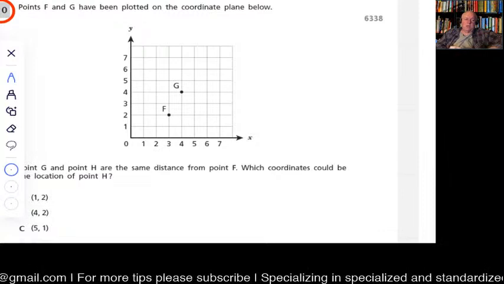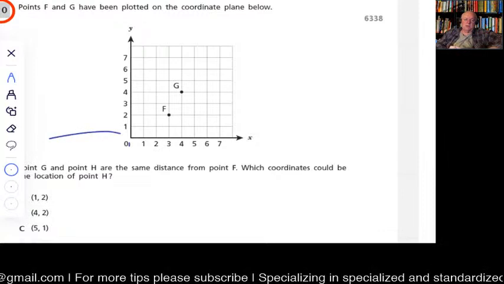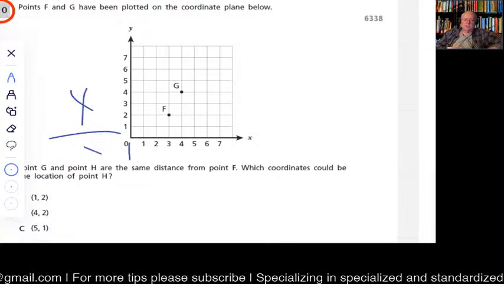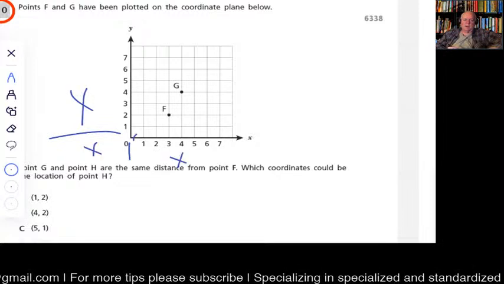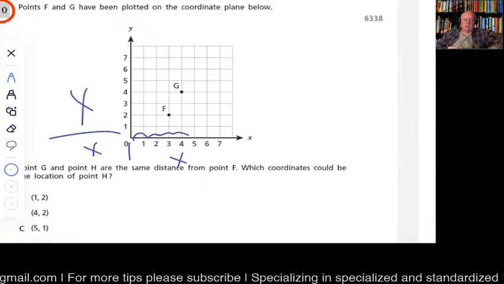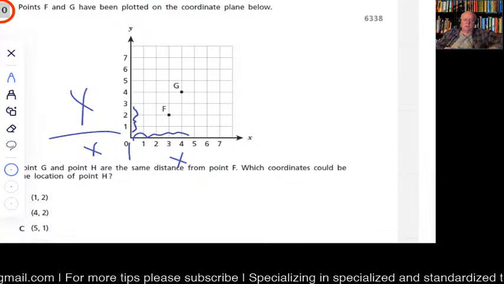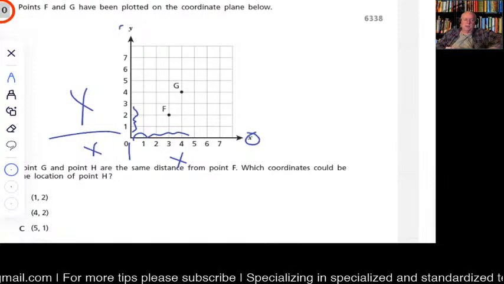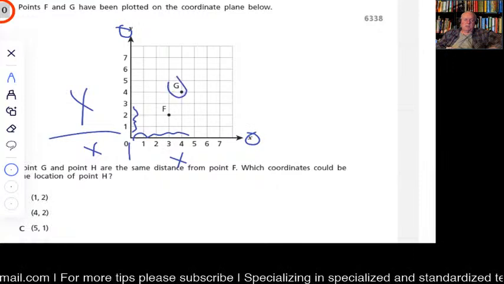So we have another coordinate geometry problem. It's not showing us the parts here. Okay, the units are 1. Always note that the units here are 1. Cool. This is your X. This is your Y. There's a point G somewhere, and there's a point F somewhere.